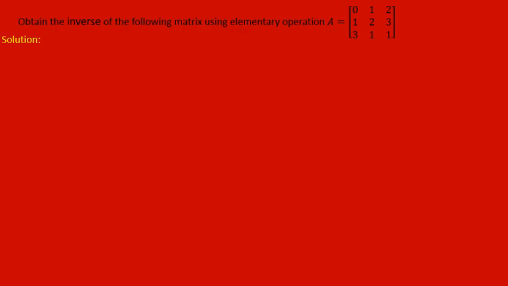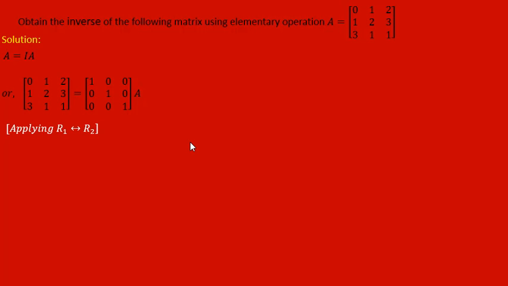Yes? So our first step is, I will write A equals IA. I am applying the row transformations. So my A is this matrix: 0, 1, 2, 1, 2, 3 and 3, 1, 1. And here I is the identity matrix of the same order. So it is 1, 0, 0, 0, 1, 0 and 0, 0, 1, into A.